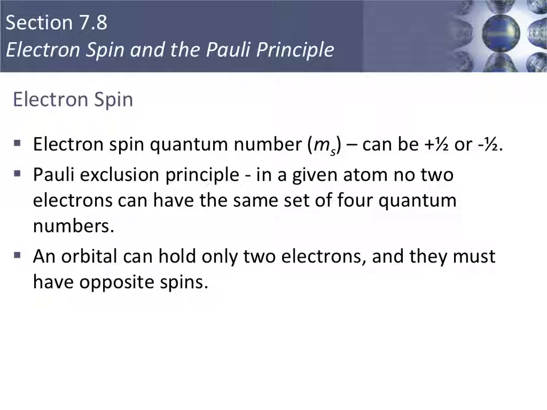Finally, there is the fourth quantum number, which is the spin quantum number. It indicates that in a particular orbital you can have a maximum of 2 electrons, and those electrons have to have opposite spins. You can think of it as clockwise and counterclockwise, just 2 different spins. That is referred to as the Pauli exclusion principle.